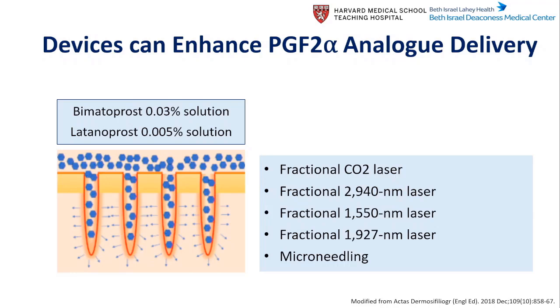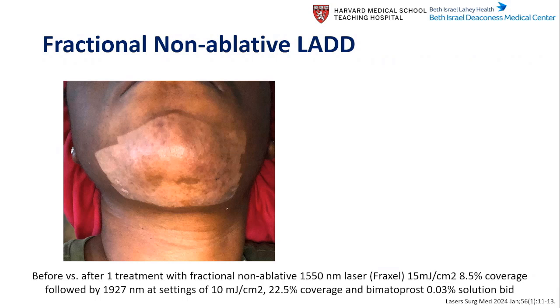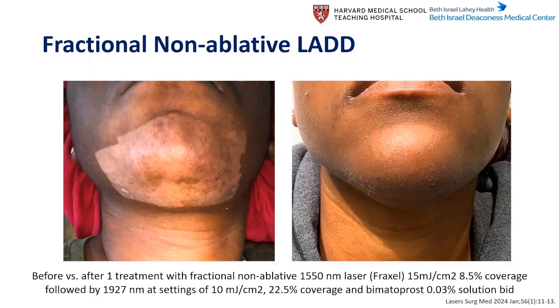So we have medications, but we also have devices to enhance the drug delivery, including microneedling, fractional non-ablative, and ablative lasers. So let's see what happened to our patients. So she got this hypopigmented scar. She started to use bimatoprost twice a day, noticed a little bit of repigmentation, but she received 1550 and 1927 at the same time. And after the laser treatment, bimatoprost was applied, and the patient kept using it twice a day for 4 weeks. This is 4 weeks after one treatment.